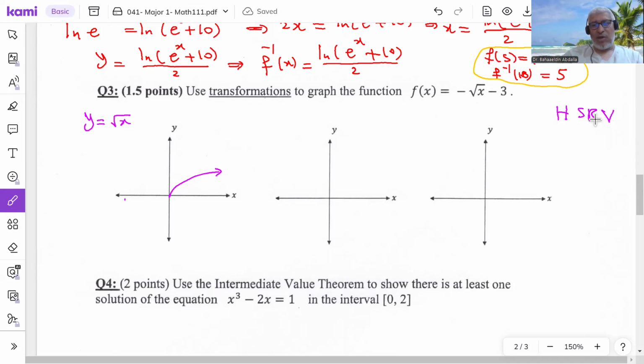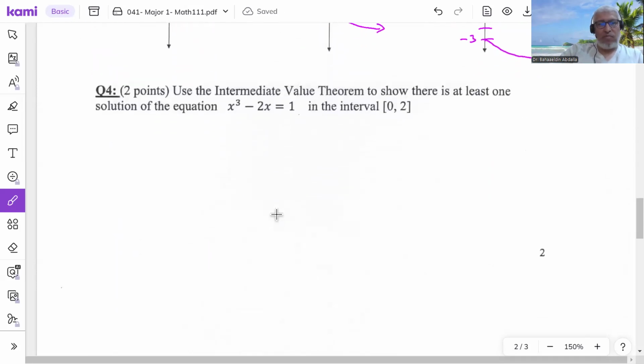Reflection. Now we need to draw the reflection. So the reflection means we draw this function. And here we multiplied y by negative, so it's a reflection about the x-axis. So the graph would be like this. And now we do the vertical shifting. So this would be the graph of f of x. We take this graph 3 units down, so the graph would be like this. So this is the point -3, and that's the graph.